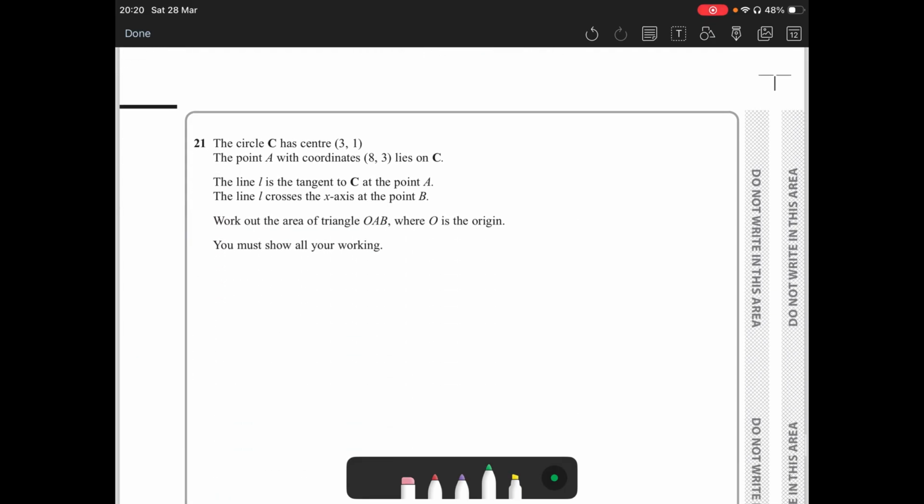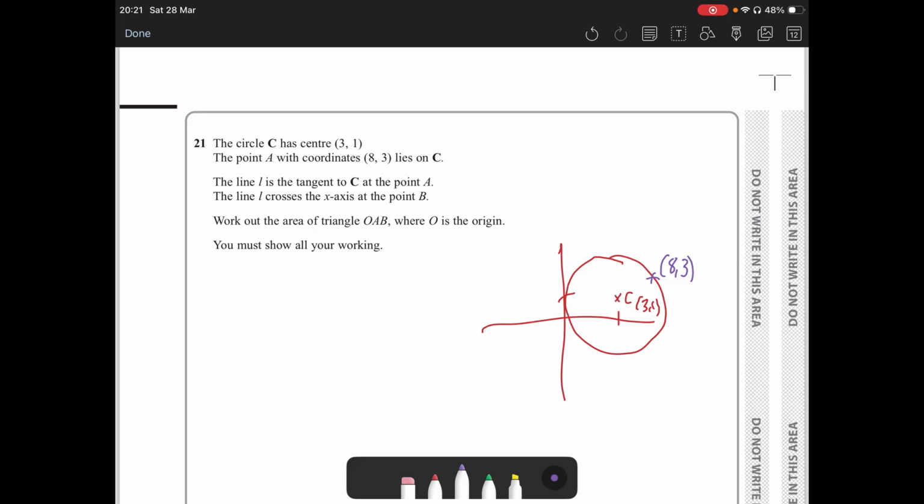Love to see that. Okay, so lastly, circle C has a center 3, 1. So 3, 1. Here's a quick sketch. So if you imagine, here's the center, and it happens at 3, 1. Roughly, this is not a great drawing. L is the tangent to C at point A, the outline B. Okay. The point A has coordinates 8, 3. 8, 3 would be roughly there. Again, this is not accurate, 8, 3.